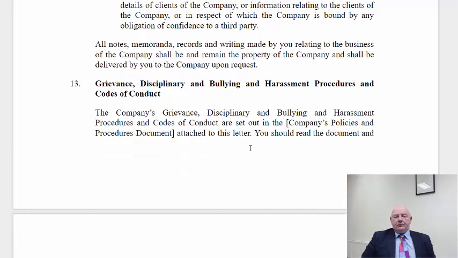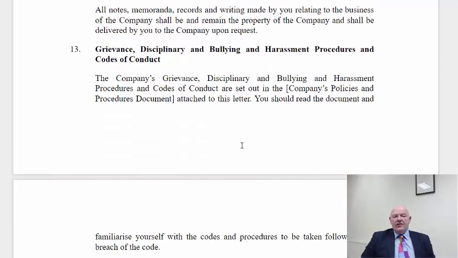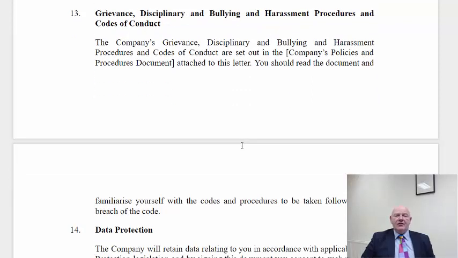An important bunch of procedures would be those dealing with grievance, discipline, bullying, harassment, sexual harassment, etc. Again, staff handbook. So your 3 most important procedures: grievance, discipline, and dignity at work.